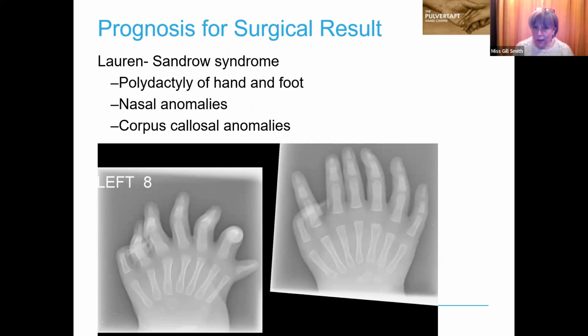And they also have nasal abnormalities, and they have corpus callosal abnormalities, which means that they're unable to switch hands so well. So for instance, on this one, the left hand's got lots of flexion contractures, but if you get a good result on pollicization on the left hand, that's great, but it's never going to work as well as if you get a good result on the right hand, but they're not going to be able to compensate from one to the other.